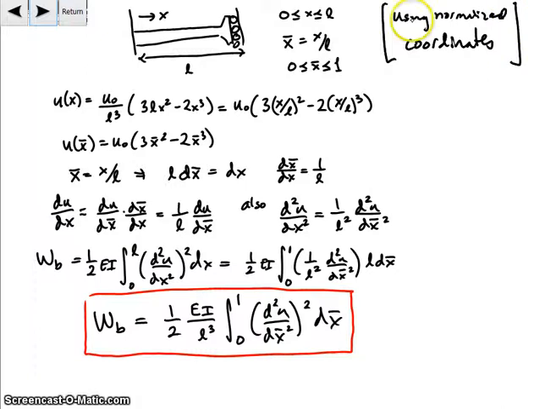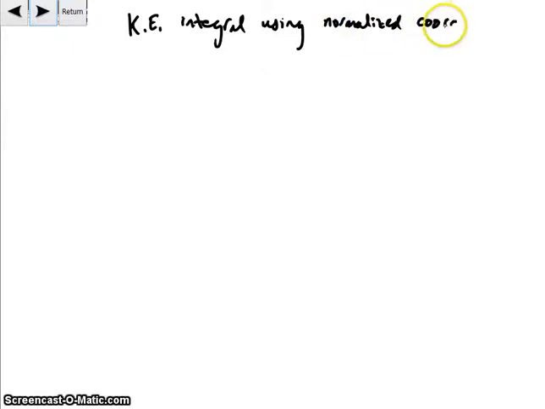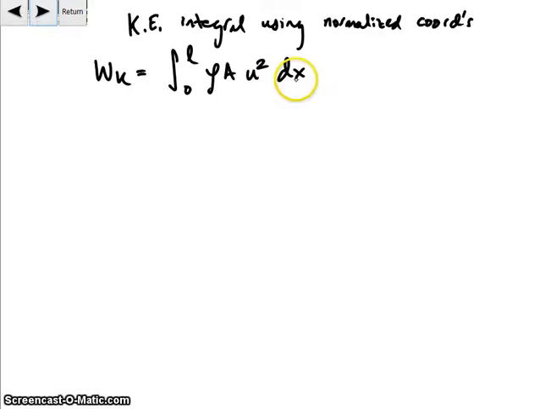Similarly, let's look at how we do the kinetic energy integral. It's clear why you might want to do it using these normalized coordinates. The KE integral using normalized coordinates: we have the original WK is equal to the integral from 0 to L of rho A u dot squared of x dx.